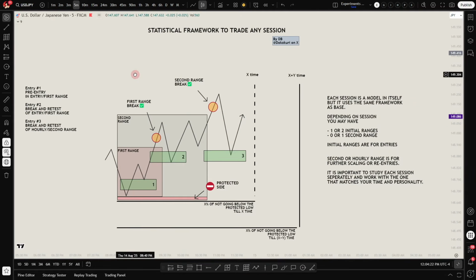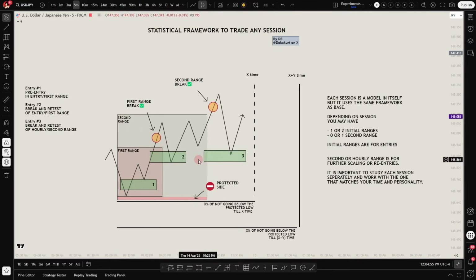The core idea remains the same. We define structured ranges based on time and price behavior. Within these ranges, we look for three potential entries. 1. A pre-entry taken within the initial range. 2. A break and retest of that initial range. 3. A break and retest of the secondary range, which is derived from levels such as 0%, 50%, 75%, or 100% of the defined secondary range.